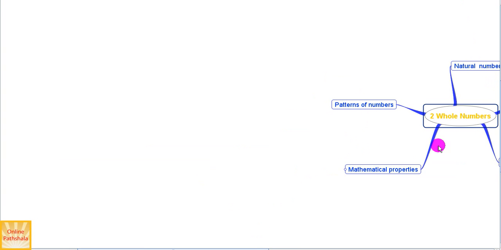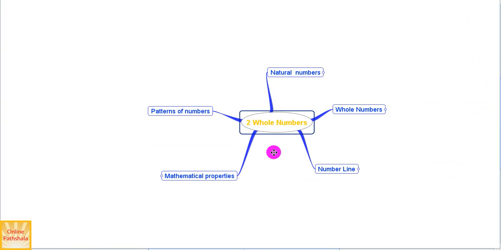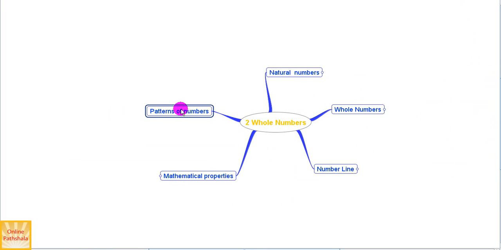After we discussed the mathematical properties, we discussed the patterns of numbers, in which we found out how we can observe and utilize the patterns of numbers for simplifying multiplication and addition. So with this I end the chapter.